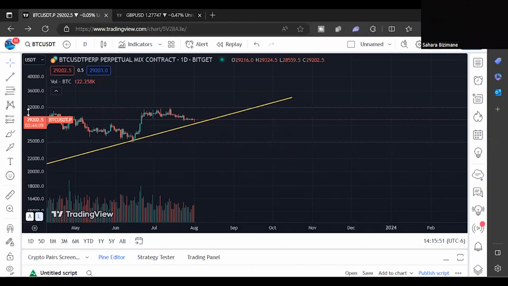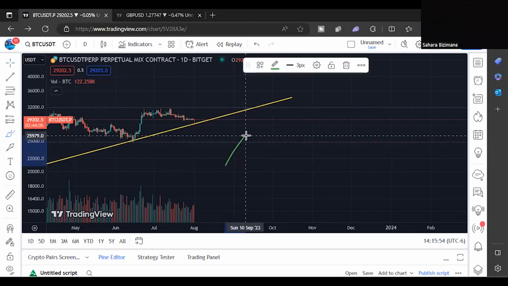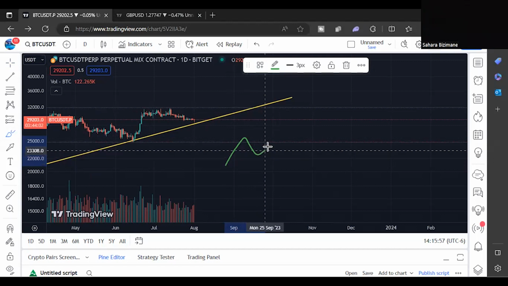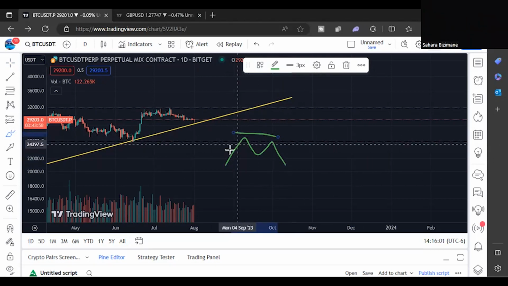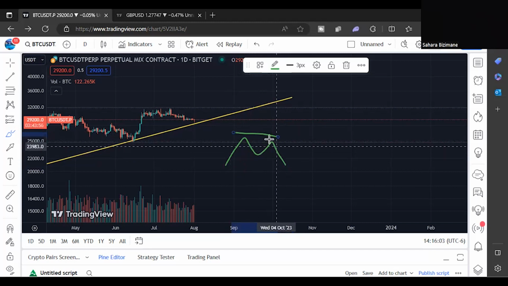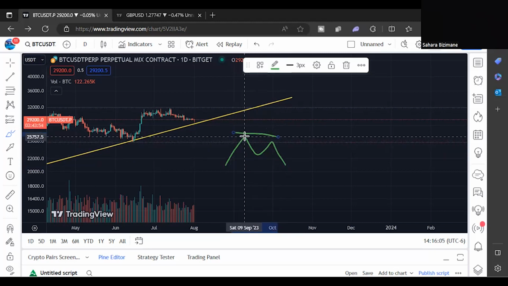For those who don't know what a double top looks like, I will show you here. I'll just draw it. A double top looks something like this. The price goes up, comes down, goes up again, and then comes down. So a double top is basically an M. The price is forming sort of an M pattern. You see a high here and a high here.